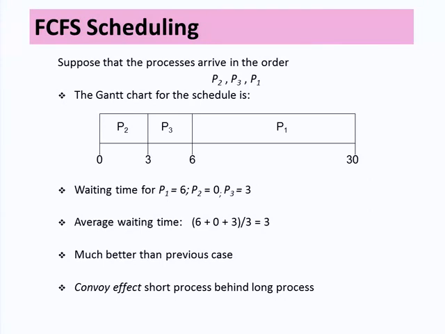You sum that, you find that it's 9. 9 divided by 3, the number of processes, you have 3. So the average waiting time is 3. On average, a process will be waiting for 3 milliseconds, while in FIFO, 17 milliseconds. So this is an excellent improvement.